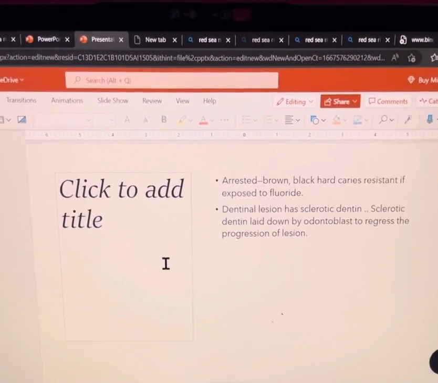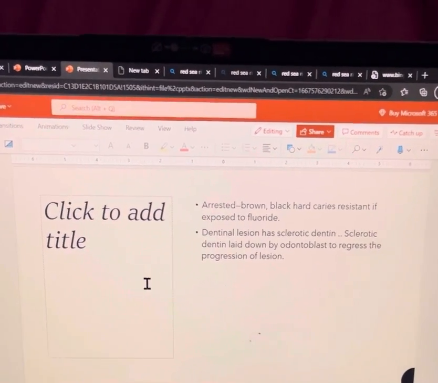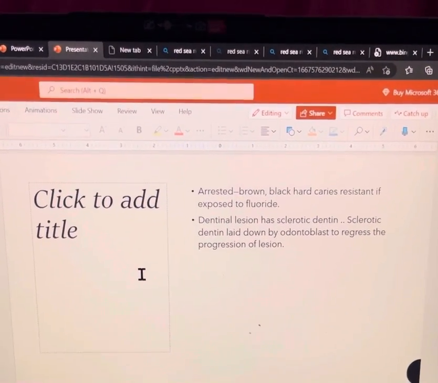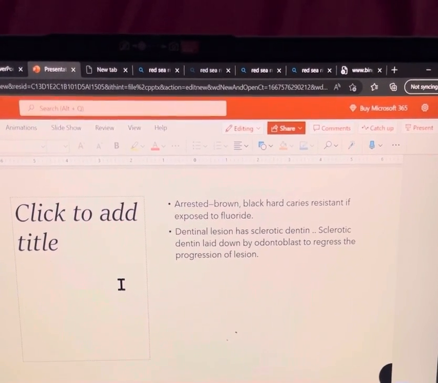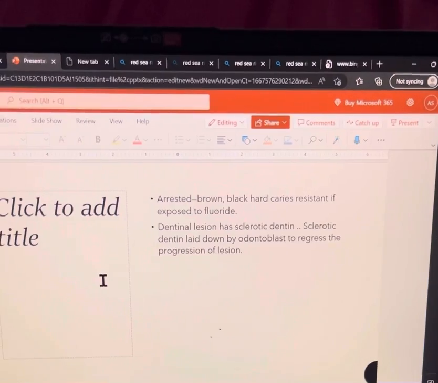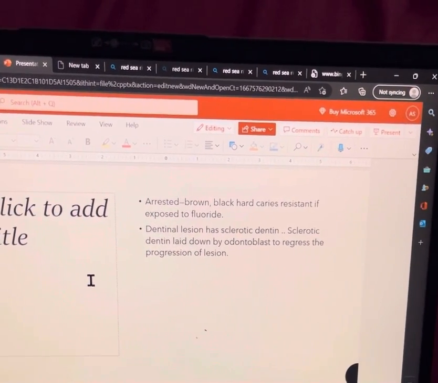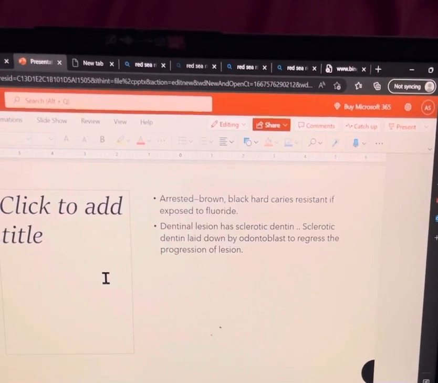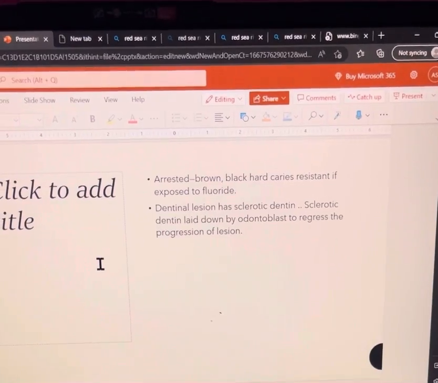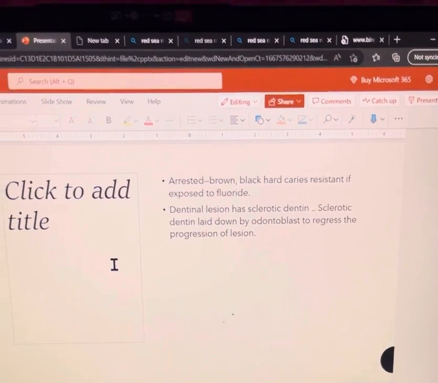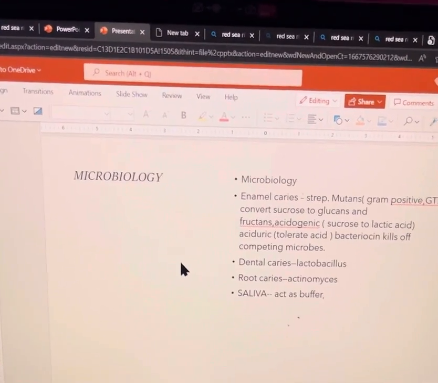Next is arrested caries. Here caries is resistant. The brown black hard caries is resistant. Even if you apply fluoride, the caries says, nah, I'm not going anywhere. And then there is a dentine lesion known as sclerotic dentin. Sclerotic dentin has been produced by the odontoblast to slow the progression of the lesion.